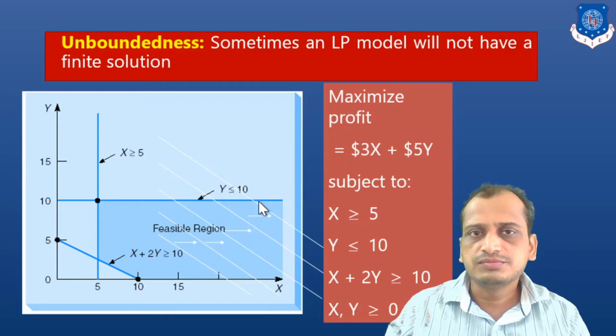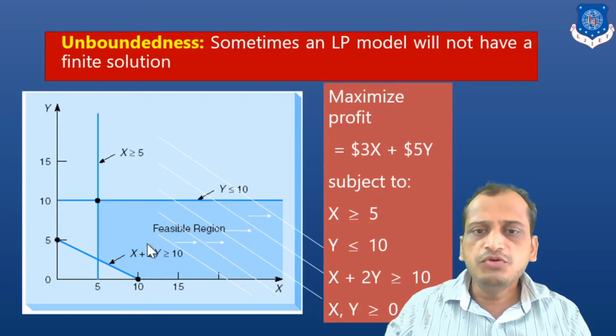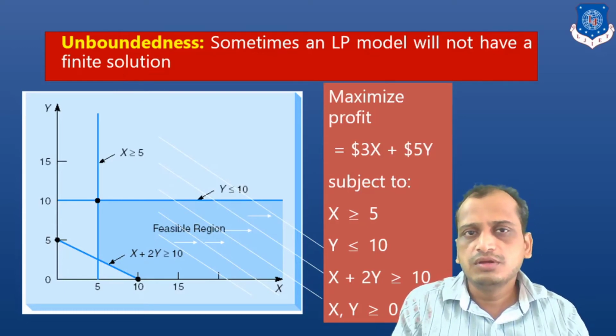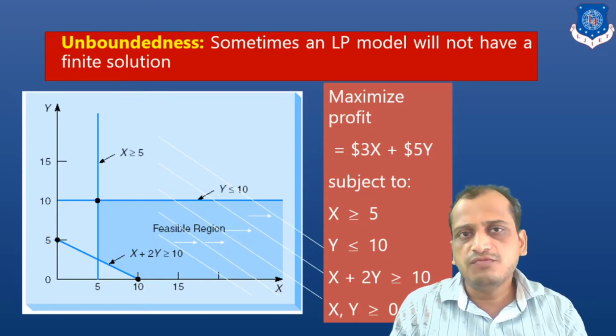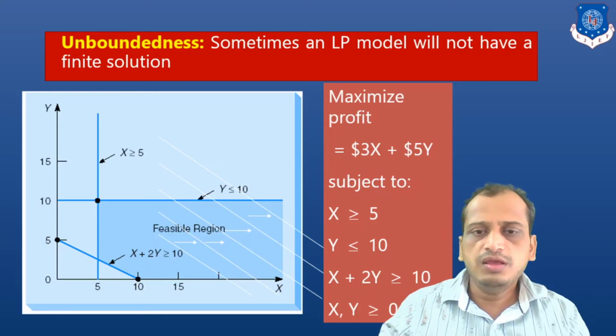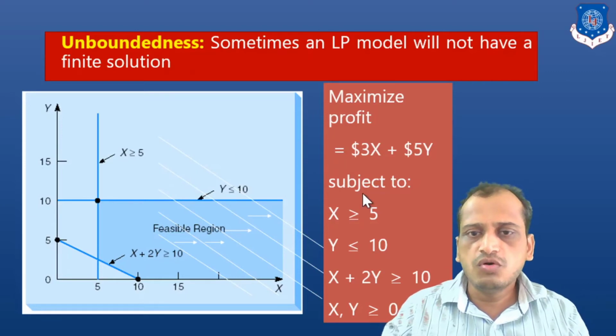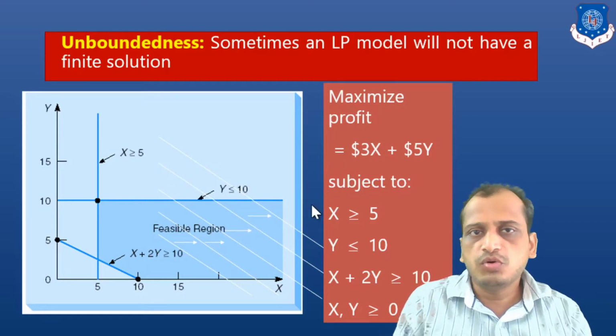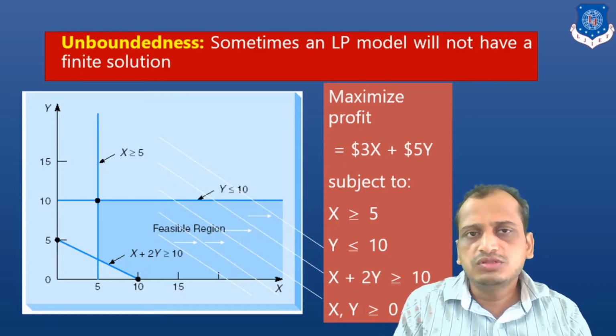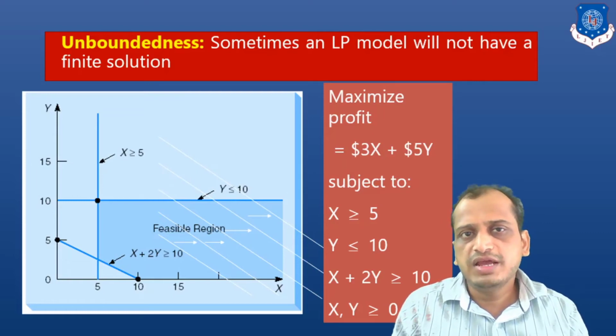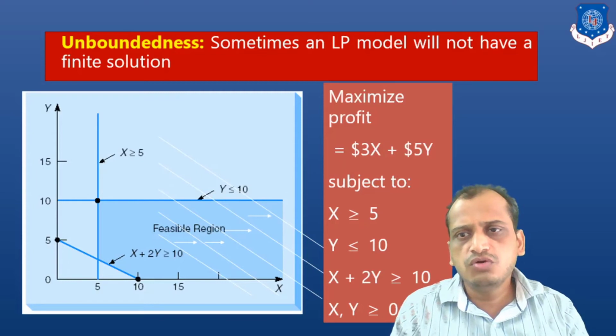Clear? If you try to increase it, it is going to increase without any finite solution, without any finite region, or you can say finite value of solution. If you increase within this region, it will go on increasing. Hence, we cannot approach a finite solution. So, this is the case of unboundedness, or you can say we will get an infinite solution. We do not have a finite solution.